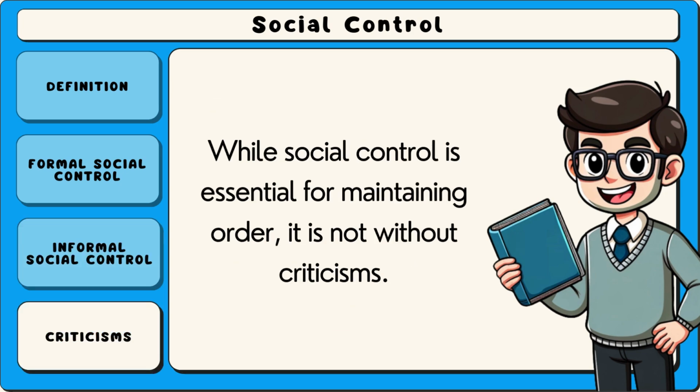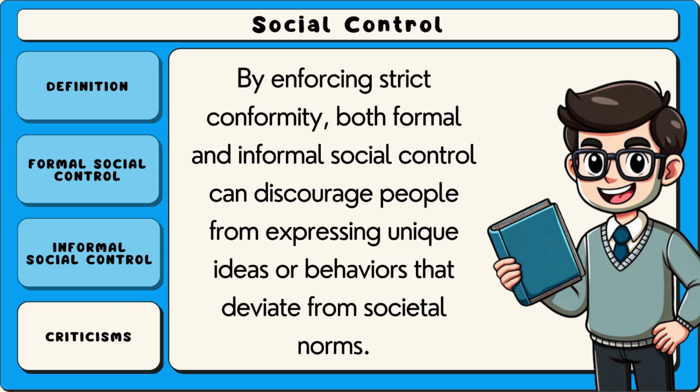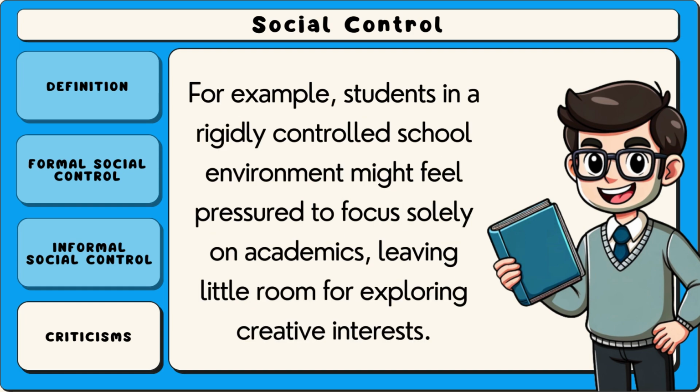While social control is essential for maintaining order, it is not without criticisms. One criticism is that it can sometimes suppress individuality and creativity. By enforcing strict conformity, both formal and informal social control can discourage people from expressing unique ideas or behaviours that deviate from societal norms. For example, students in a rigidly controlled school environment might feel pressured to focus solely on academics, leaving little room for exploring creative interests.